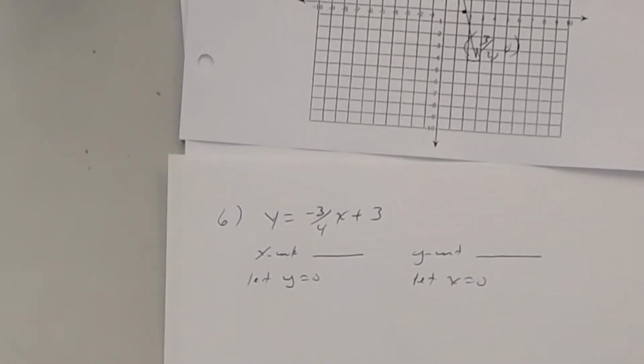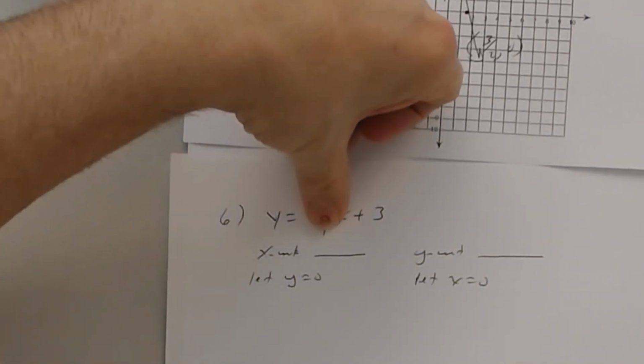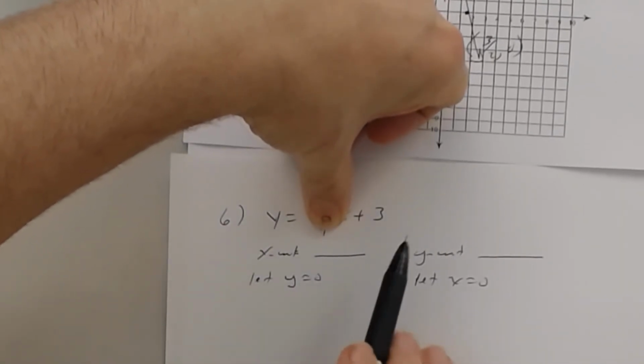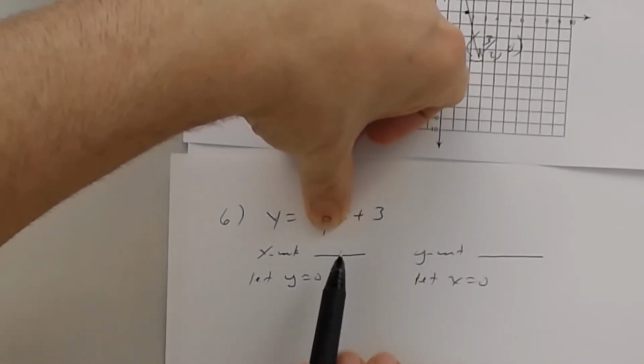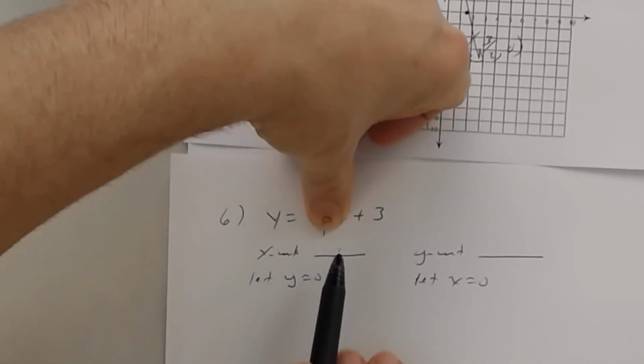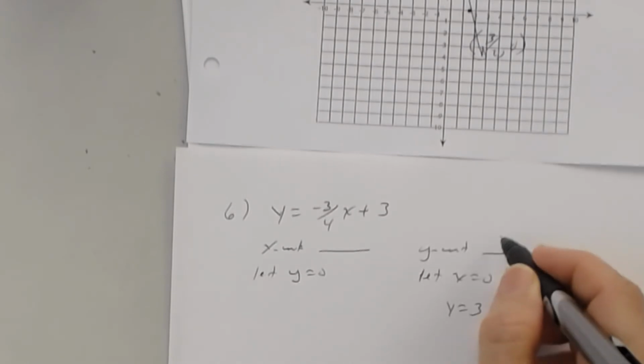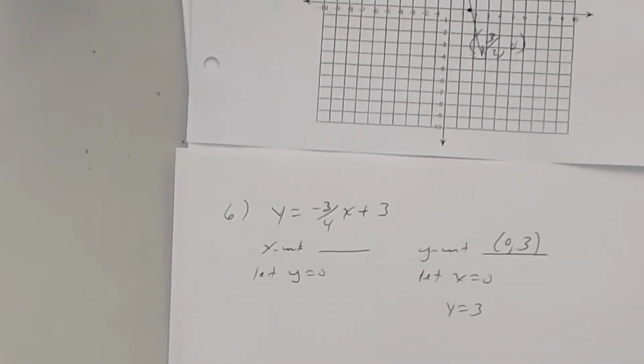The y-intercept. Because if I find the y-intercept, I'm letting x be 0, which means that this term is 0, right? So y equals what? 0 plus 3 is not 0, it's 3. Okay, so y equals 3. So there's your y-intercept. The y-intercept's easy for this one. But the x-intercept is not as easy.